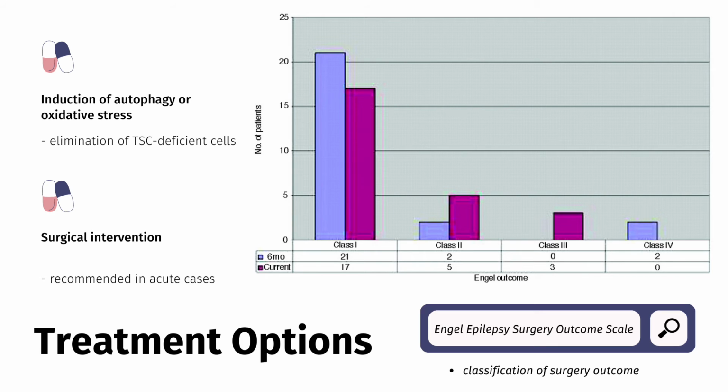The graph on the right side shows us the outcomes of epilepsy surgeries for tuberous sclerosis patients. The blue bar represents the current status of the patients, and the outcome of the surgery is measured by the Engel Epilepsy Surgery Outcome Scale. So, Class 1 on the graph means seizure-free, and Class 2 means almost seizure-free. As you can see, most surgeries were successful in completely stopping the seizures.